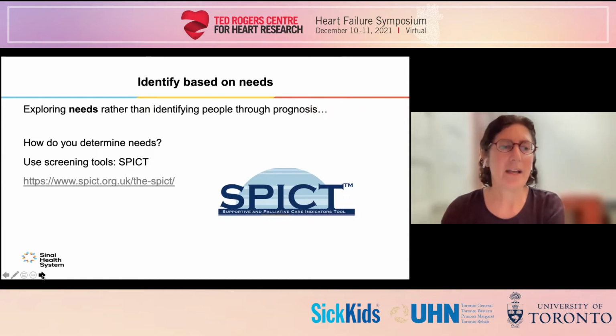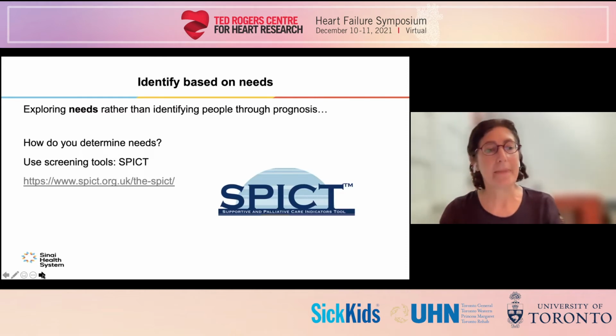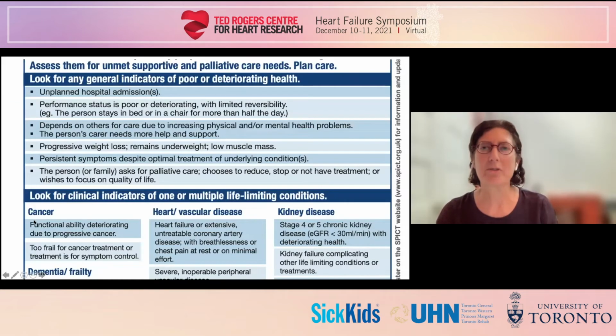And the fact is that we need to stop thinking about prognosis as a way of identifying people who would benefit from palliative care. We have to think about their needs, not their prognosis. And how do you determine their needs? Well, really, it's pretty much a conversation with them, but one of the screening tools that can at least start to identify who might benefit from some needs assessment is the SPICT tool. There's a lot of tools, but I like the SPICT tool. It's out of the UK. The link is here, and this is just a quick screenshot of things that you should look for.